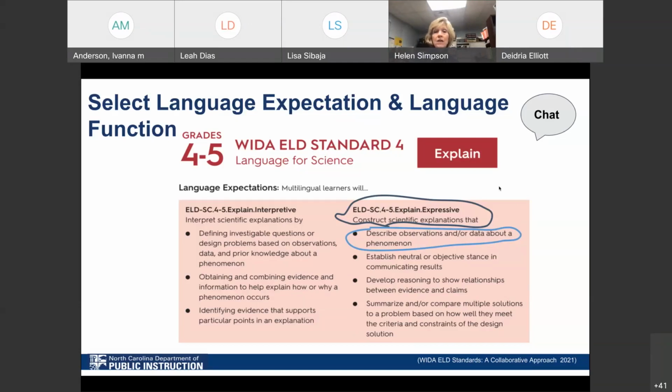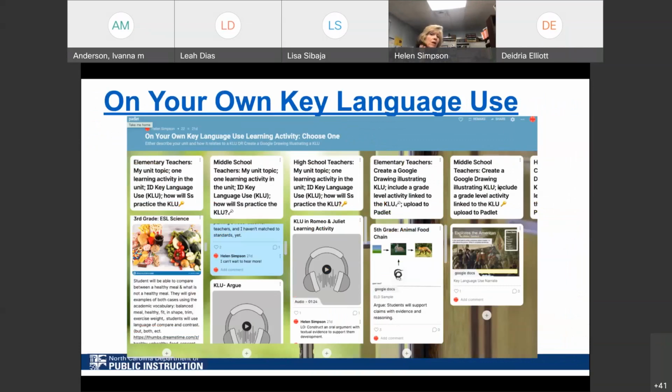All right. Very nice. So this is our Padlet that we used last time, where you either made a recording describing your unit briefly and at least one learning activity and what the overarching key language use was. And so we're going to dig deeper today. And so what we're going to do is I'm going to go to the next slide, and then we'll come back.